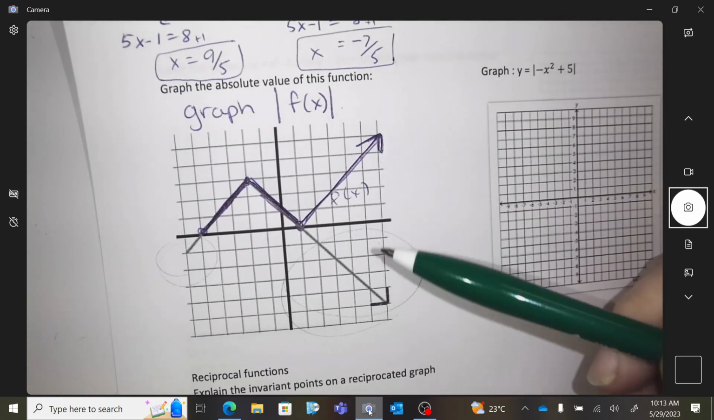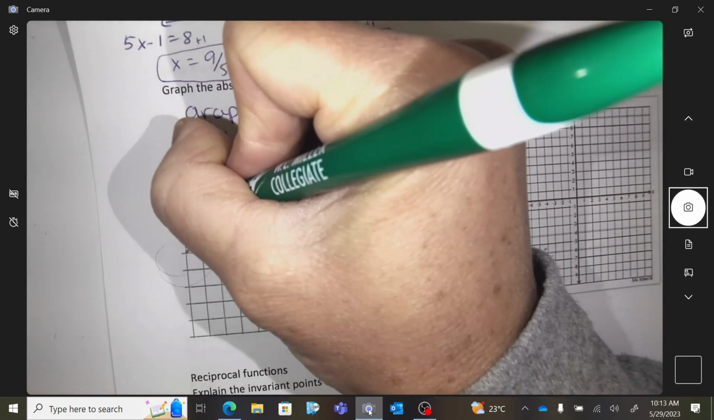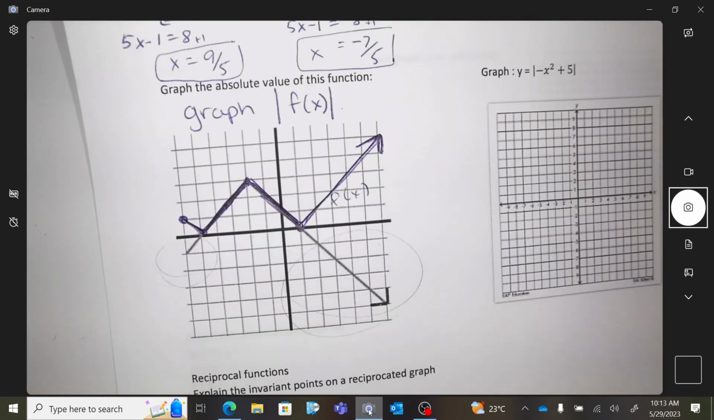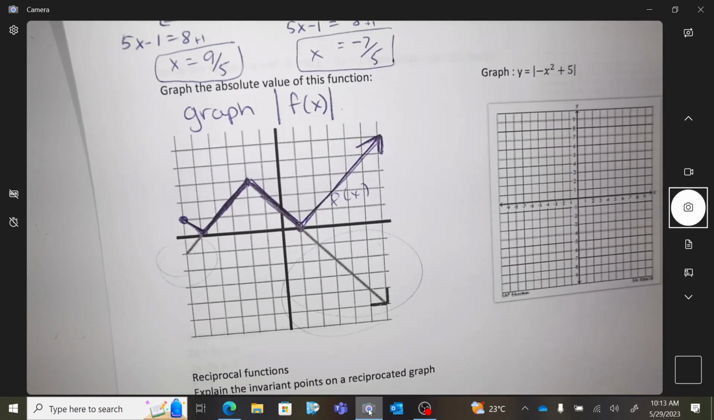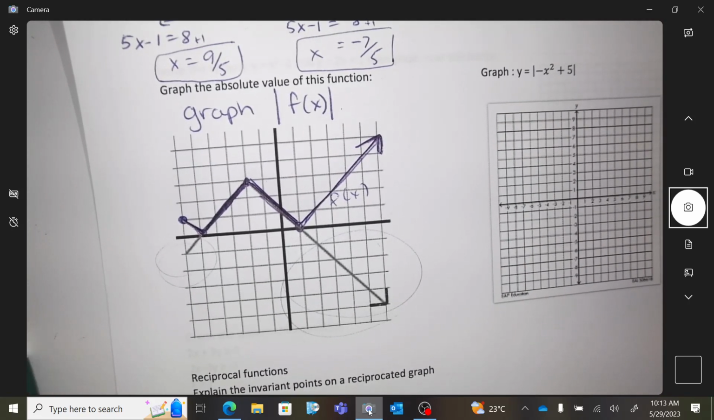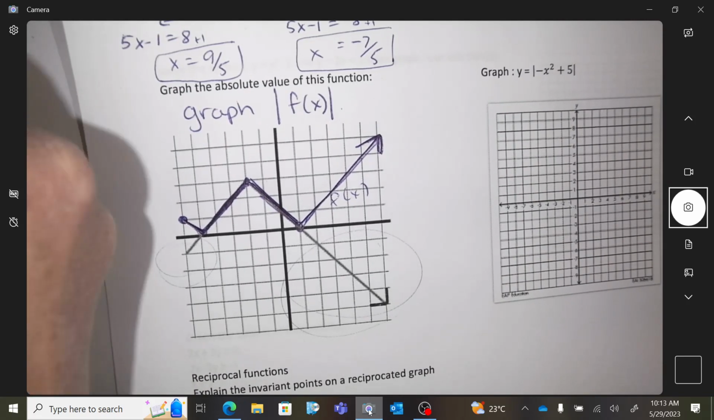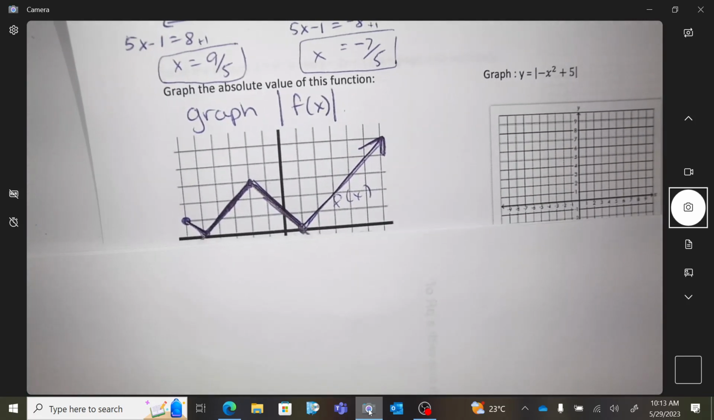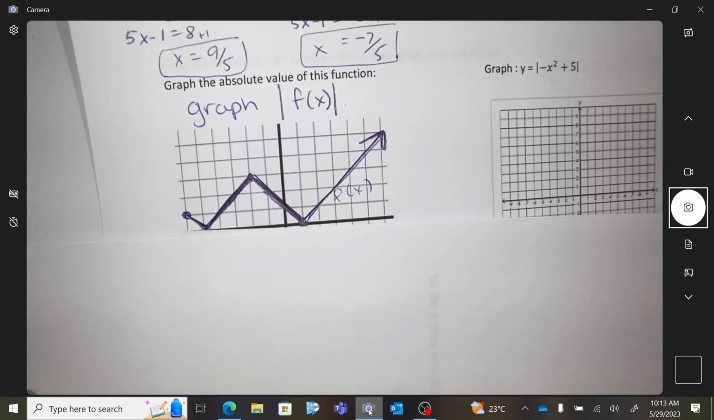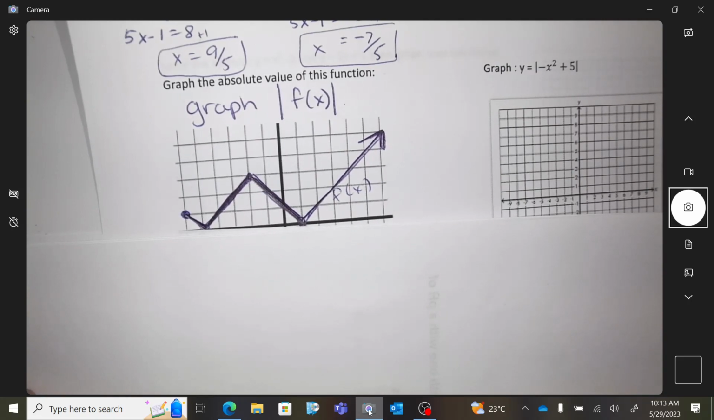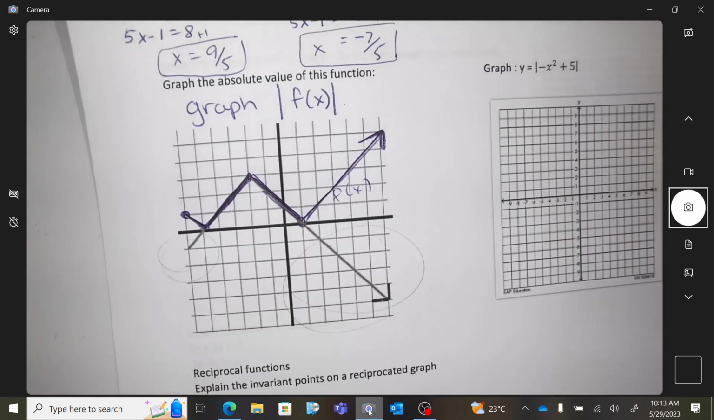Okay, this has an arrow, so mine has an arrow. That doesn't, so mine doesn't. So when you are done an absolute value graph, there should be nothing below there when you're done. Okay? That makes sense? Because absolutes always have to be 0 or more.